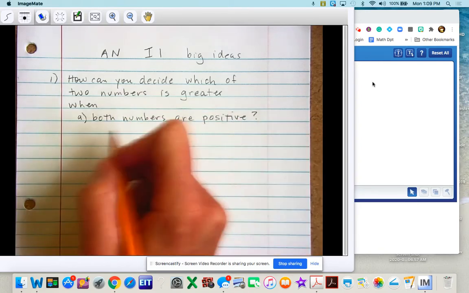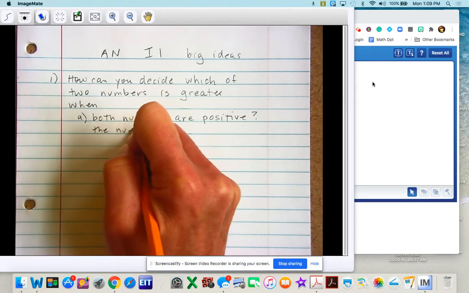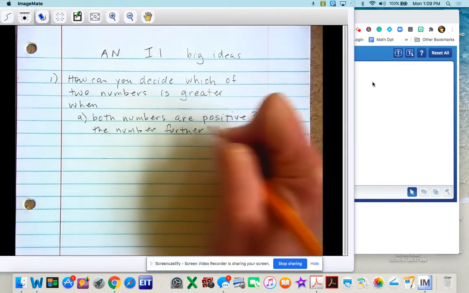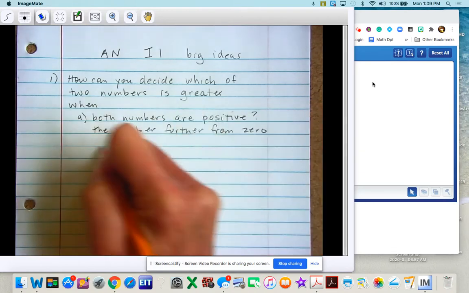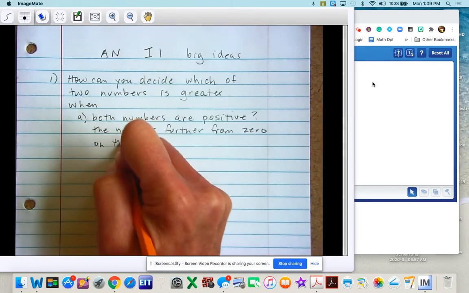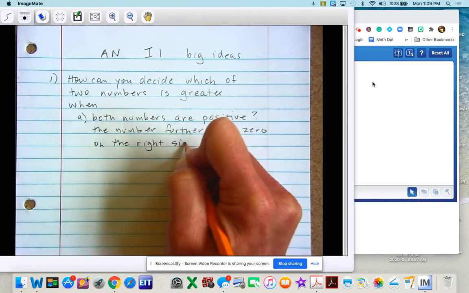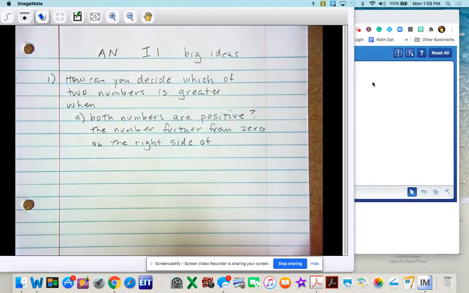So that if I have two numbers, the number further from zero on the right side of the number line is greater.